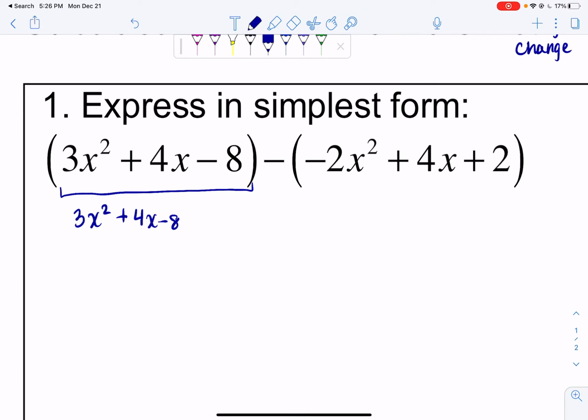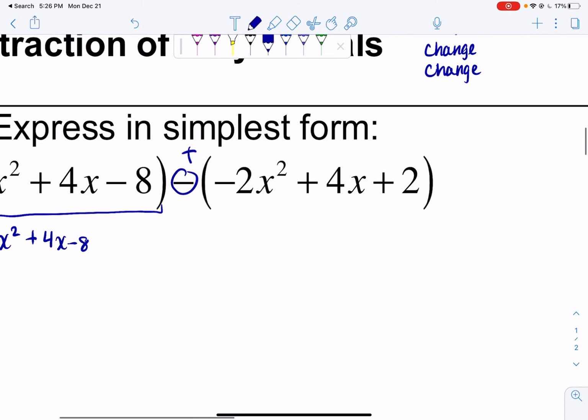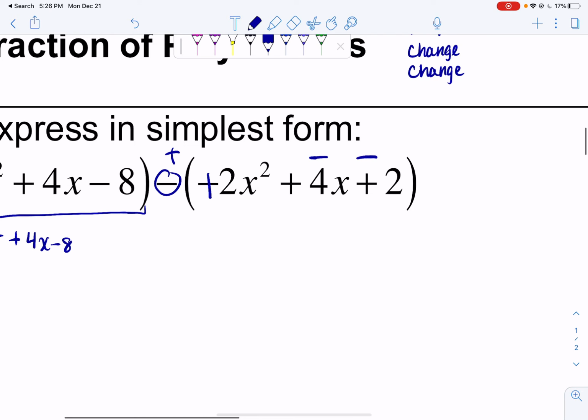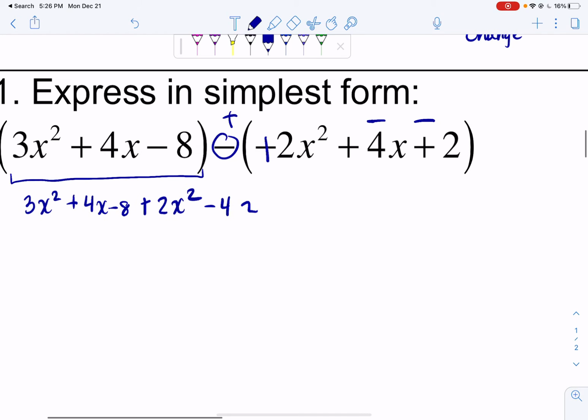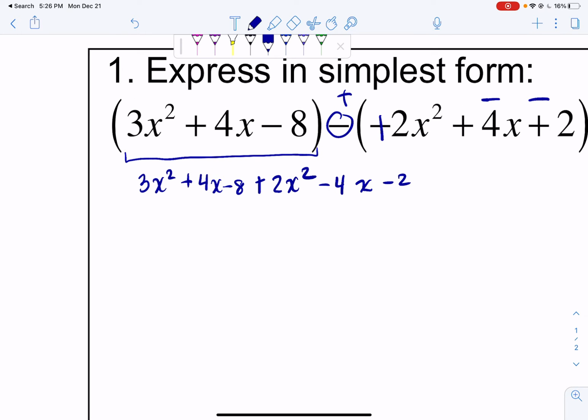And I want to do 3x squared plus 4x minus 8, take away a negative 2x squared plus 4x plus 2. So I change this to addition, and then I make everything on the inside opposite, or I change it. So I have a positive 2x squared, a minus 4x, and a minus 2. Now I drop my parenthesis. So I have a plus 2x squared minus 4x minus 2. What you're basically doing is you're really just distributing a negative 1.